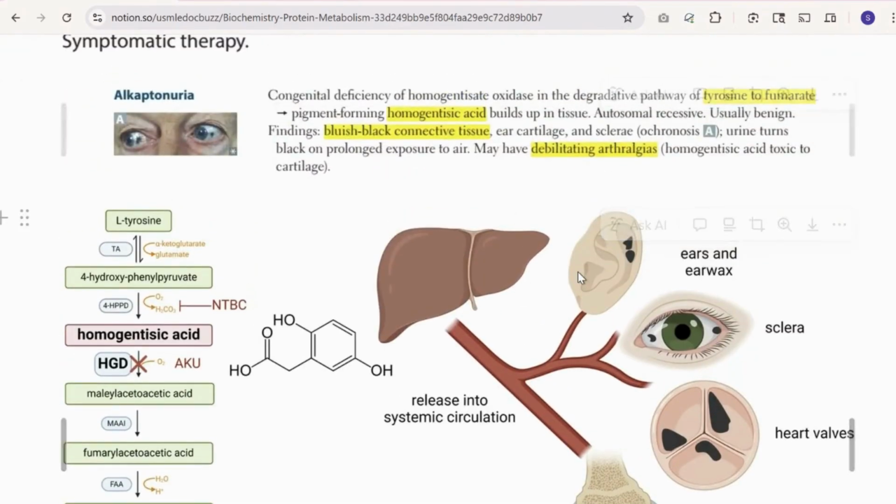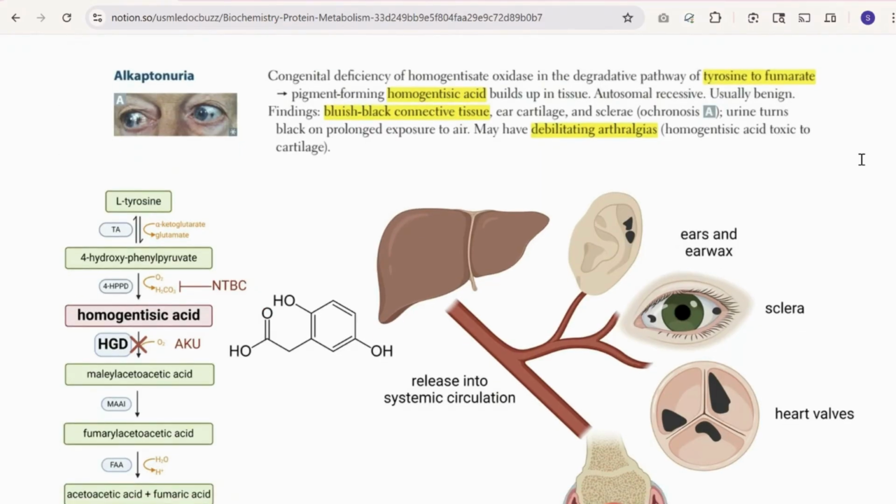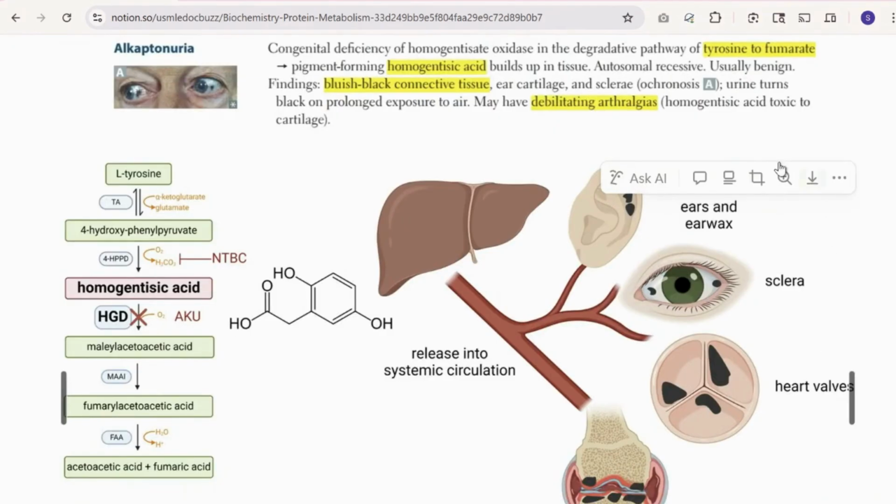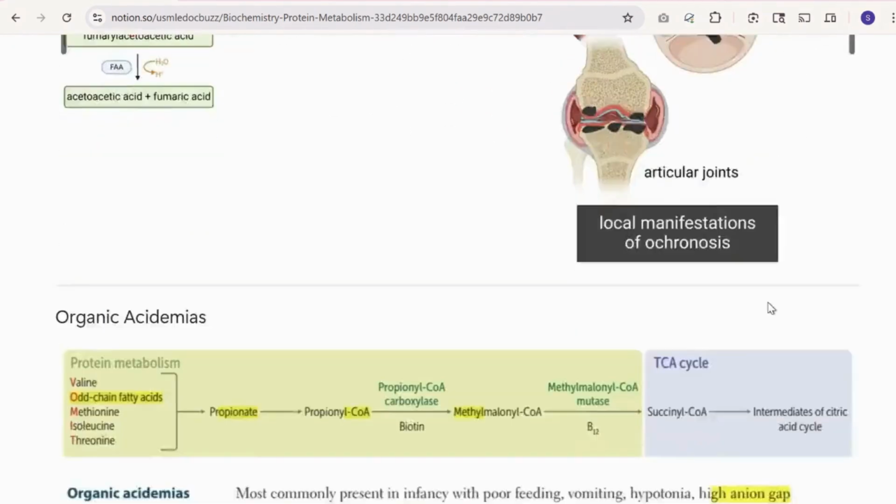Now, you may know another thing that causes black color liver, right? Not joints, not eyes, but black color liver, right? If you know the answer, share it, or you can search for it. But there's a disease that leads to black liver, right?